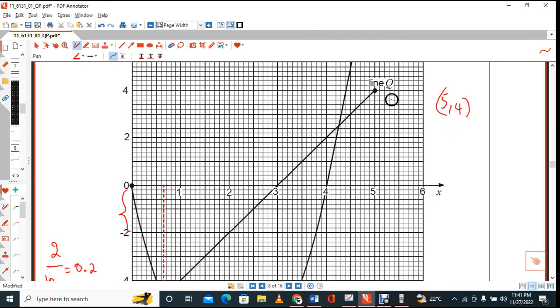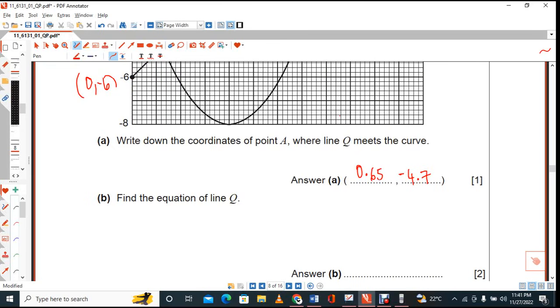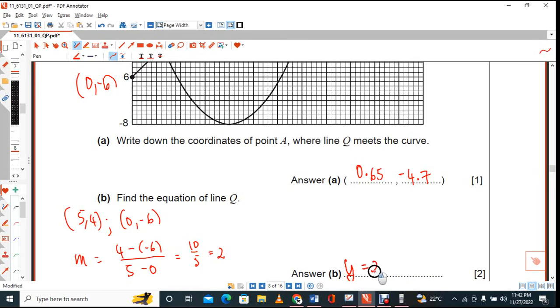So what you can do, let me first use the 2 points, going the long way first. So one point is 5,4, and the other point is 0, -6. If you were to find the gradient, take the change in y, so you say 4 minus -6, over the change in x. So you're going to have 10 over 5, so the gradient is 2. So the line will be y equals 2x. And the y-intercept is here, so you will have y equals 2x minus 6, right?